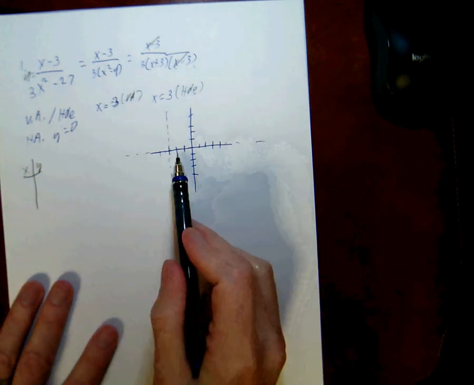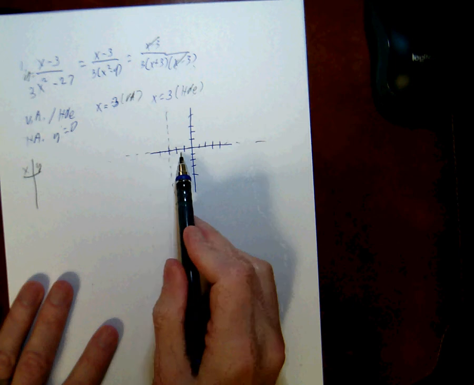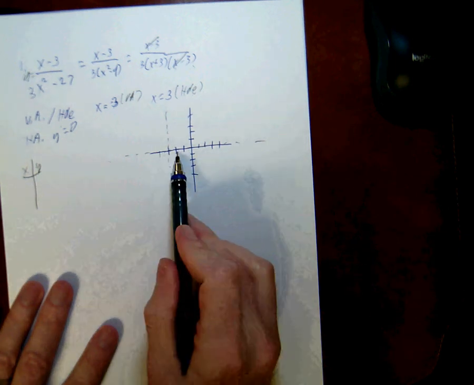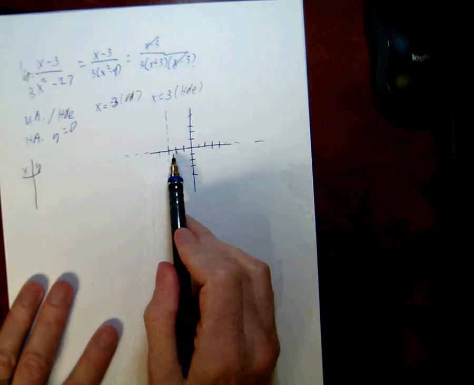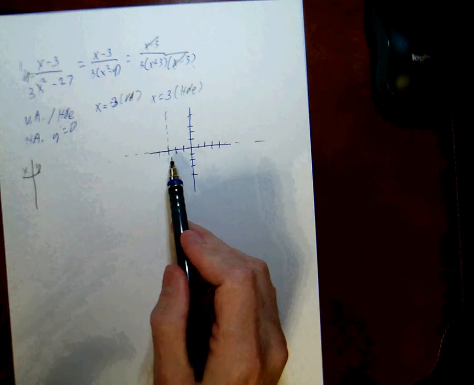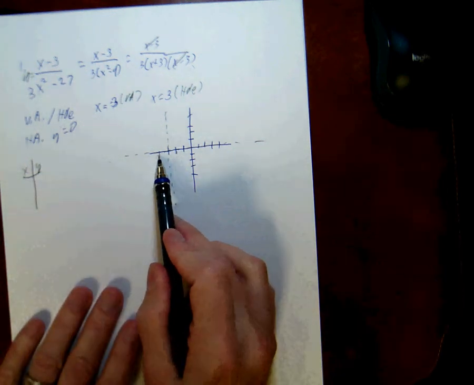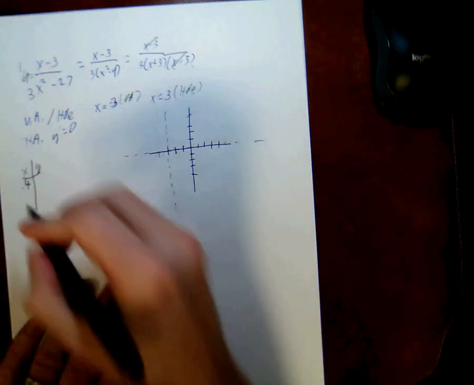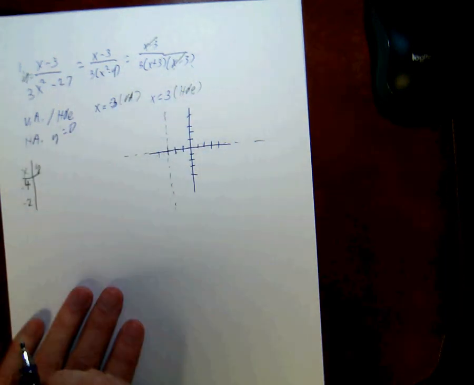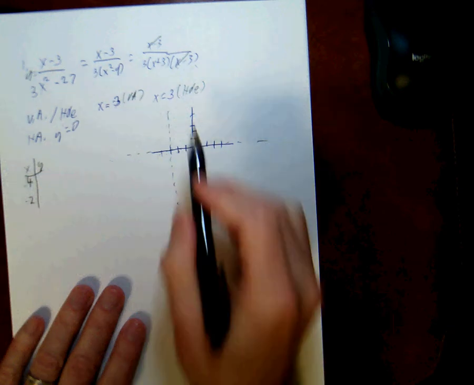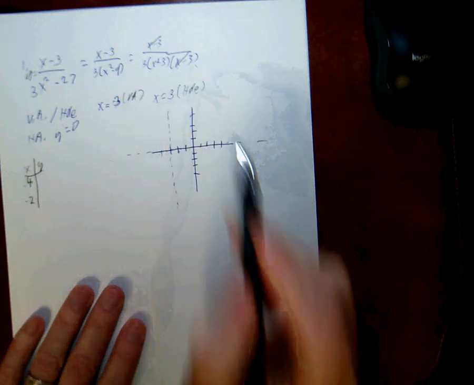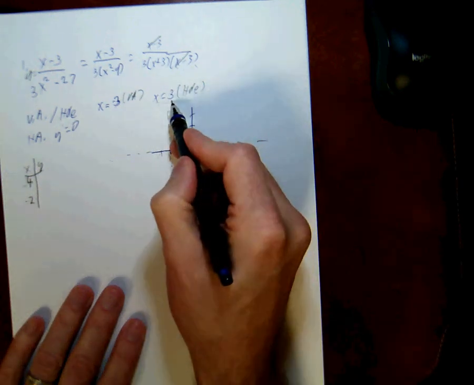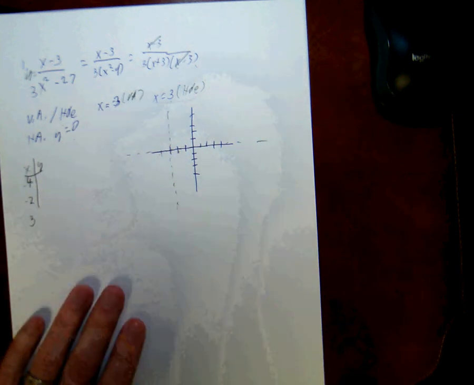You want to pick points that are to the left and the right of your vertical asymptote. So what happens to the left? If I pick something to the left, I'm going to pick negative 4. Something to the right, I'm going to pick negative 2. But I also want you to pick wherever your hole is. And since we have a hole at 3, we're going to pick 3.